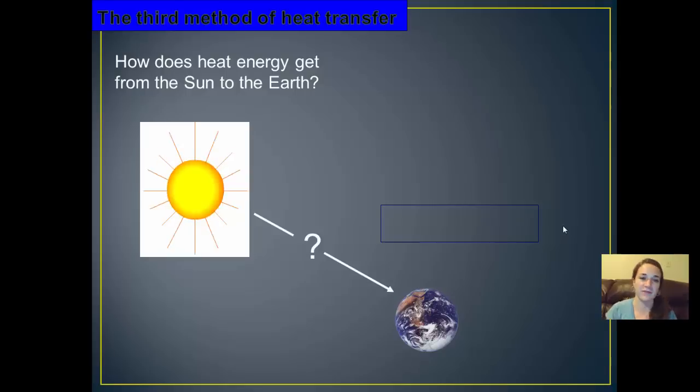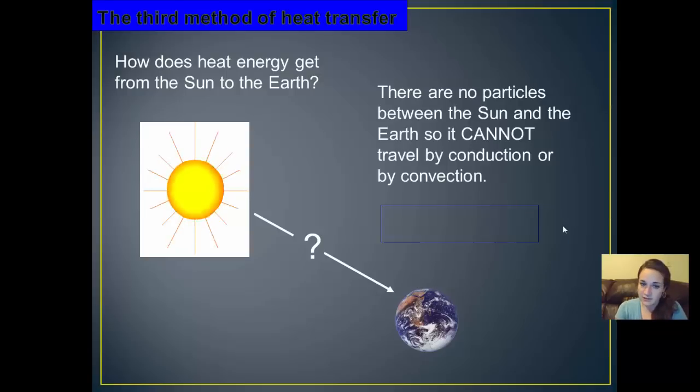Okay, so now we're going to talk about the third method of heat transfer. So, how does heat energy get from the sun to the earth? Well, not through conduction or convection. The reason it can't go through conduction or convection is because there are no particles between the sun and the earth. Conduction, you need those particles to touch. Convection, you need them to move. We don't have any, so it goes through radiation.